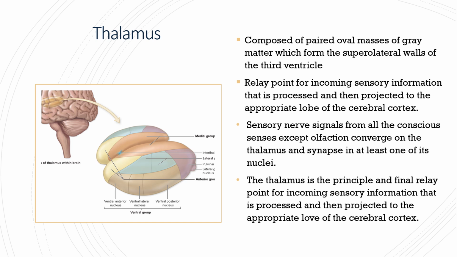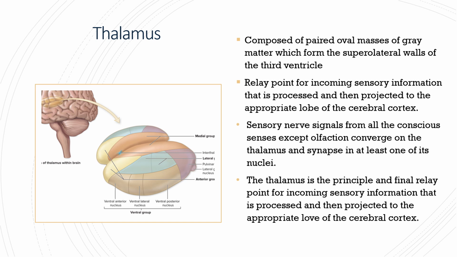The thalamus serves as a crucial relay center for sensory information traveling to and from the cerebral cortex. It receives sensory signals from various parts of the body, processes them, and then directs them to the appropriate regions of the cerebral cortex for further interpretation. It also plays a role in regulating consciousness, arousal, and attention.